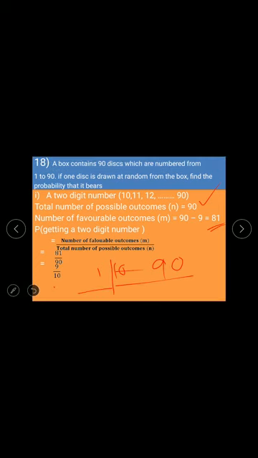That means up to 90, how many 2-digit numbers are there? 81. So the number of favorable outcomes is 81. 81 by 90 can cancel by 9. 9 9s are 81, 9 10s are 90. Clear? 9 by 10.